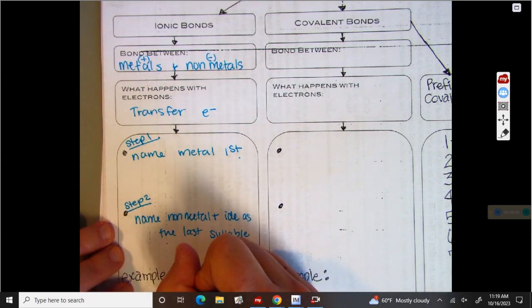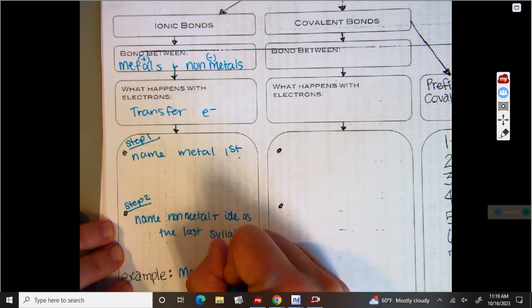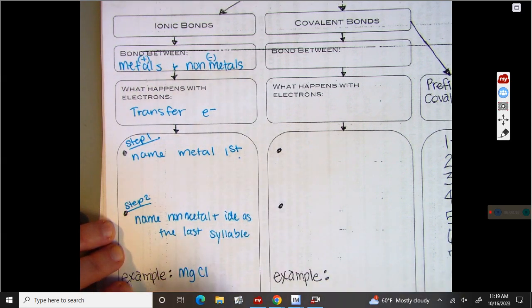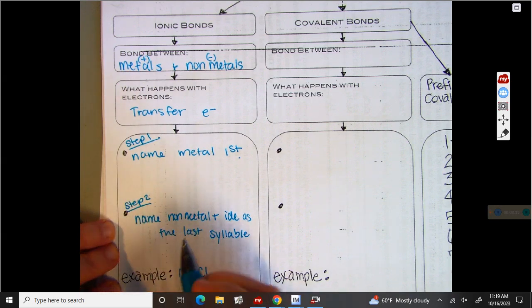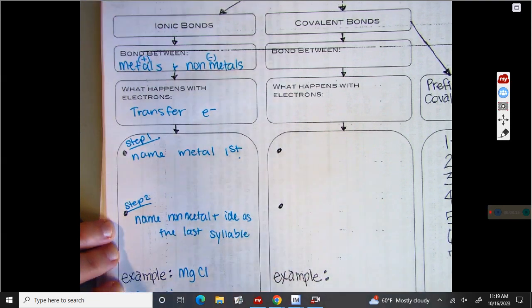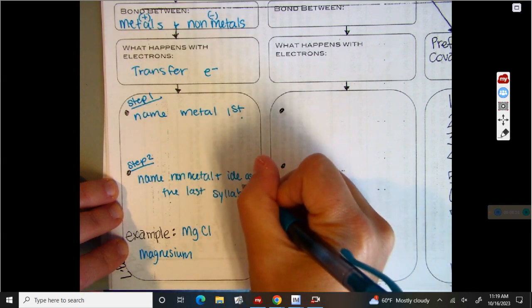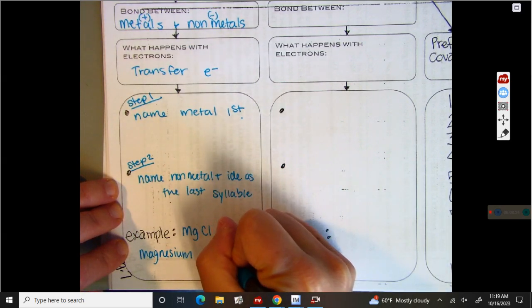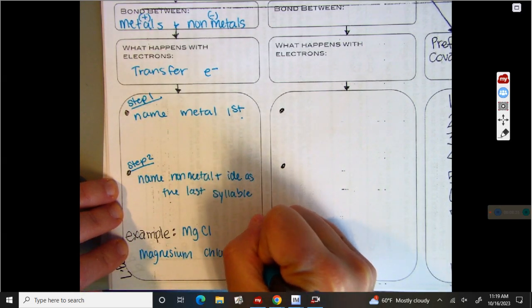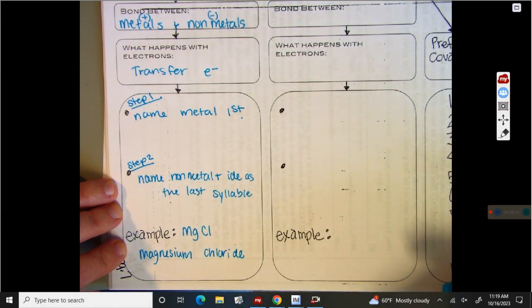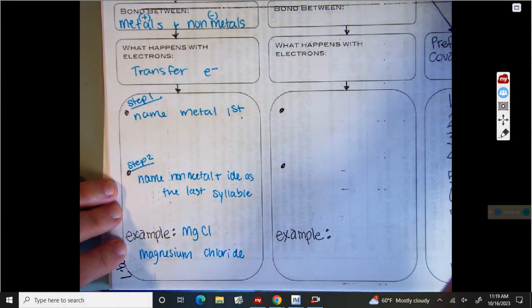So my example could be MgCl. That's the chemical formula. I would name that by naming the metal first, magnesium. And then I name the nonmetal, drop the last syllable, and put ide, so chloride. That's all we do. Okay?